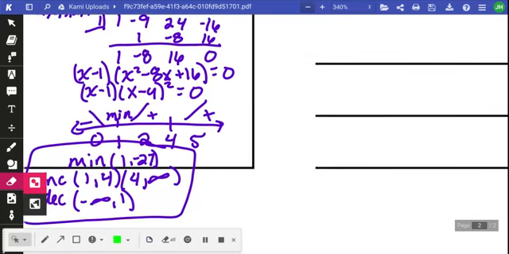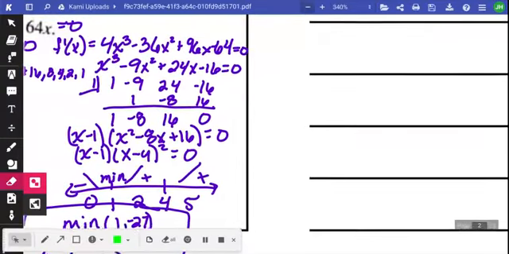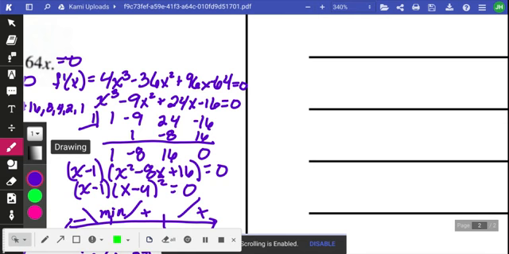So we have our max. We didn't have any maximums. We had our minimum, increasing, decreasing. So now we need to do our concavity, which means we're going to be looking at the second derivative. So I'm going to look at this f prime that we looked at earlier and we worked with, and I'm going to find my f double prime.